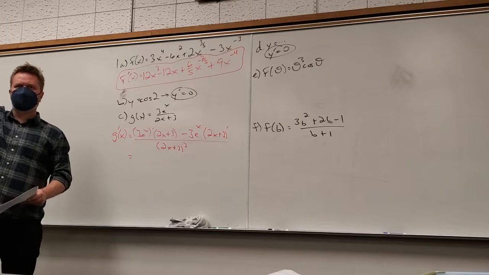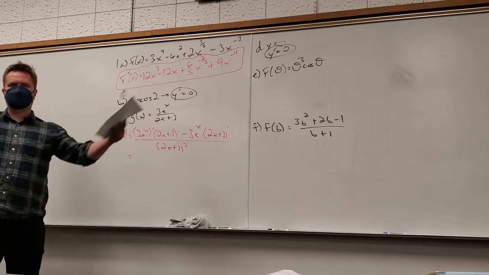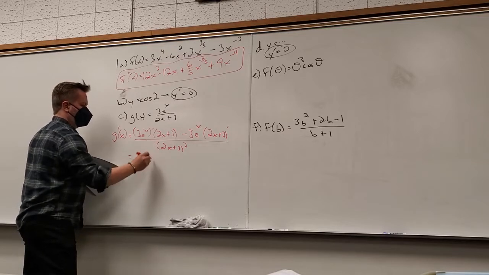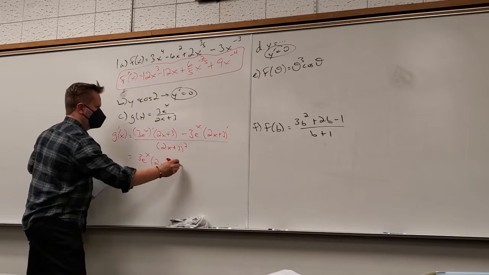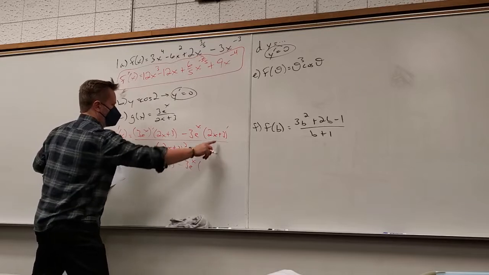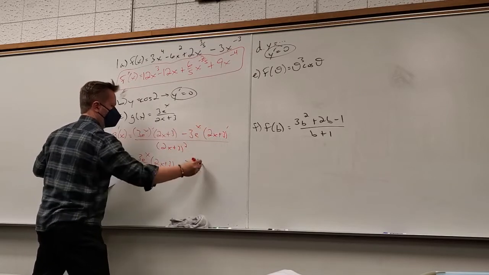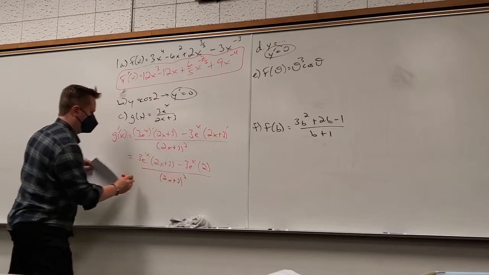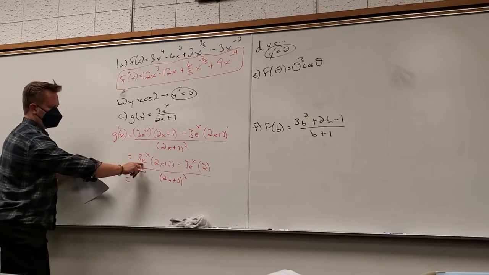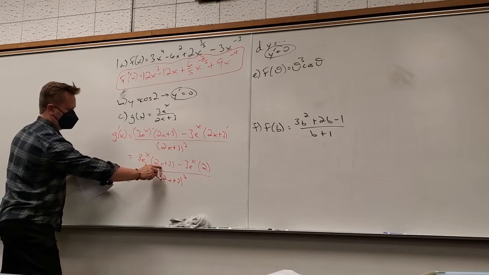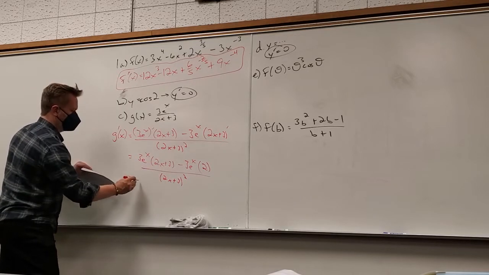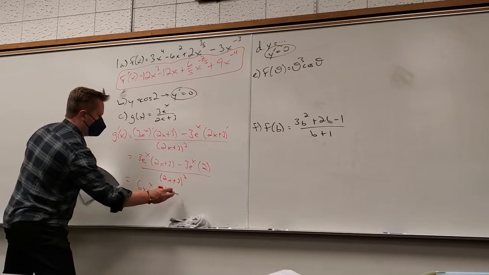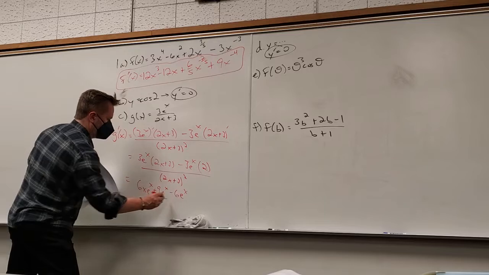3e to the x, that kicks so much butt. So 3e to the x, and then you get 2x plus 3, minus 3e to the x times 2, all over the denominator. Let's see if you guys are cool with this. Wouldn't this be 6x e to the x? Well, let me just write it out. 6x e to the x plus 9 e to the x minus 6 e to the x.